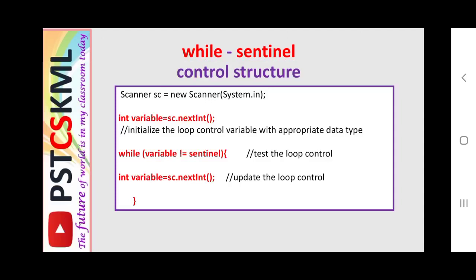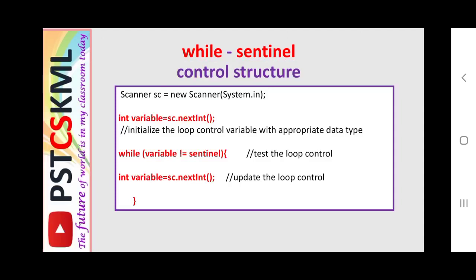So now we move on to sentinel. You already know about sentinel value. So for example, I declare my scanner sc, new Scanner(System.in). So we already know our scanner will be sc. Then for the integer variable, your variable equals sc.nextInt(), which means that we will insert an integer value. Initialize the loop control variable with appropriate data type. So you have to know you will use integer. Then we go for your looping. While your variable is not equal to your sentinel value, then you will continue. When you equal the sentinel value, it will stop.